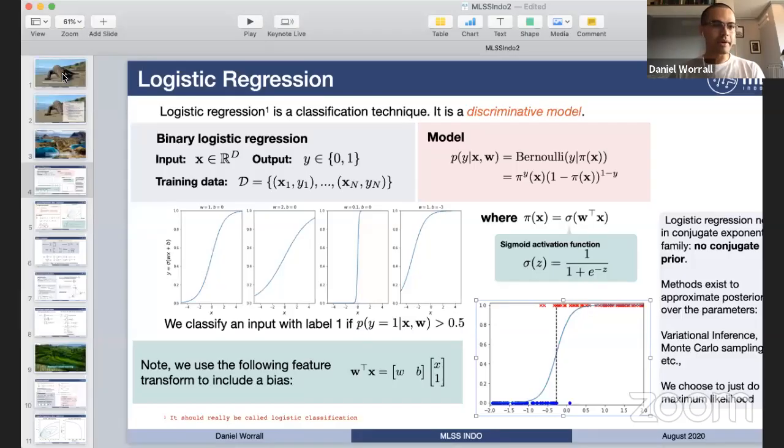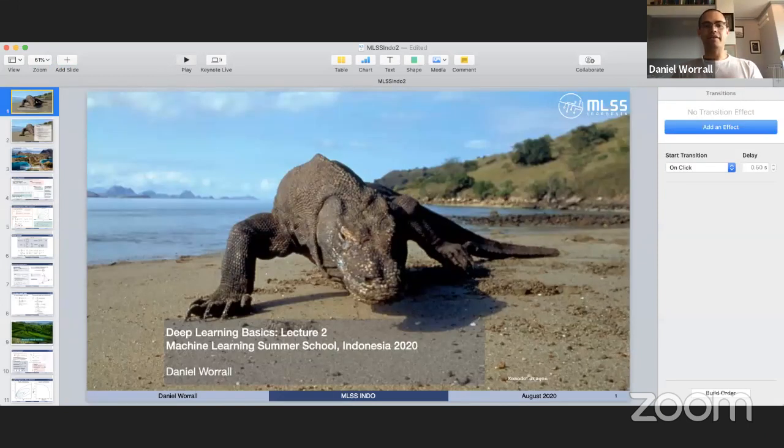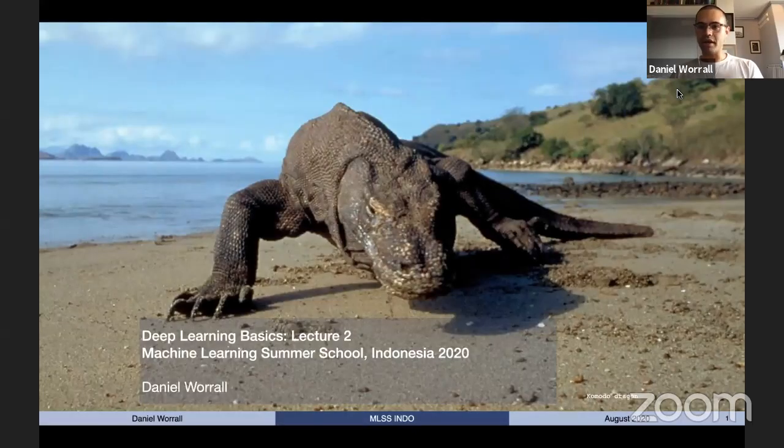Right, here we are. This lecture is going to be on deep learning fundamentals or basics. Again, not as basic as it sounds, but we're going to be covering some of the techniques which you encounter again and again and again in this subdiscipline of machine learning.